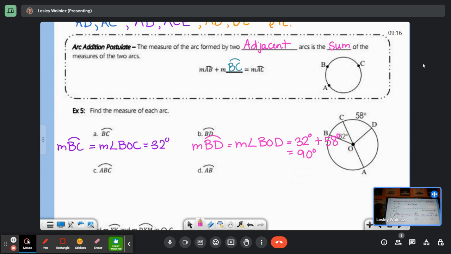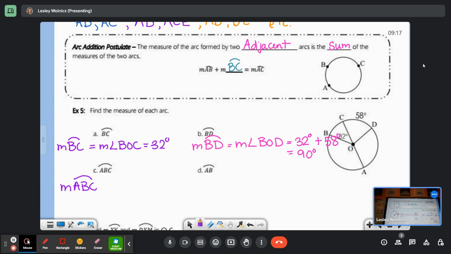All right, what about the measure of angle ABC? Sorry, not angle ABC, the arc ABC. 180. It has to be 180 because ABC is a semicircle. How do we know that? Not because it looks like it, but because AC is a chord that goes through the center, so it has to be a diameter. Do we have to write it like that?